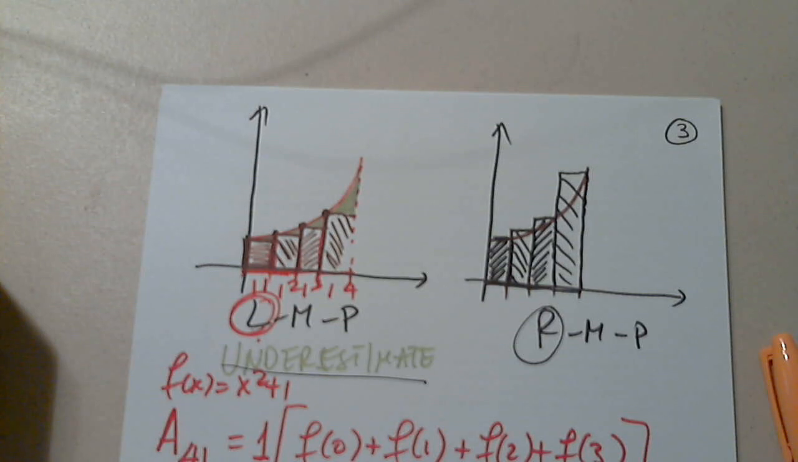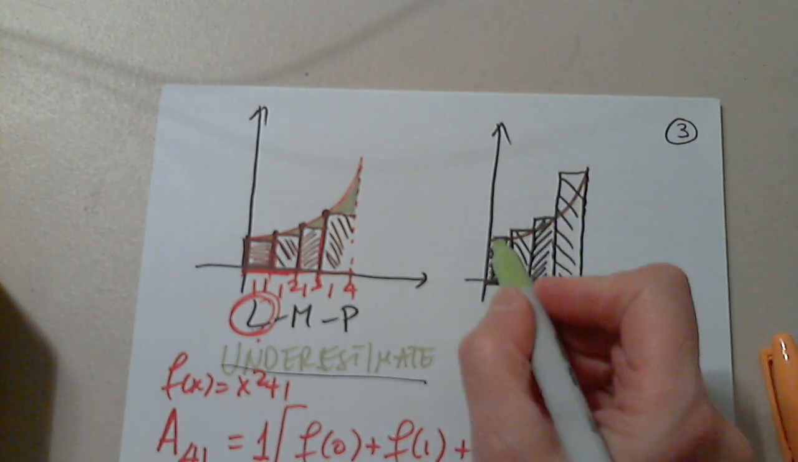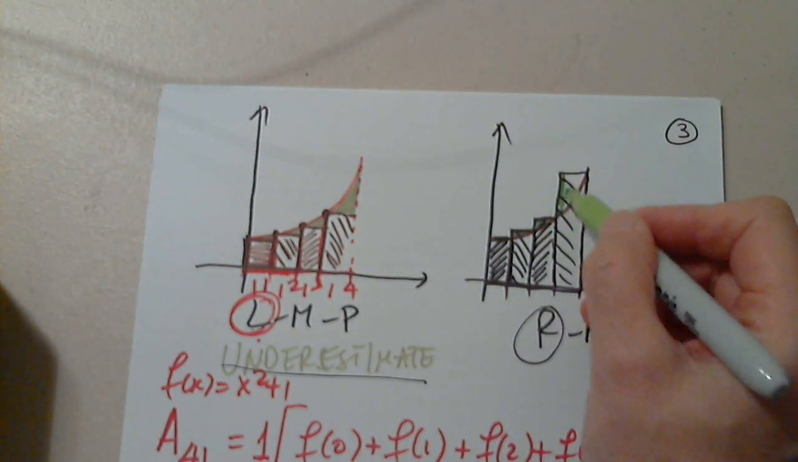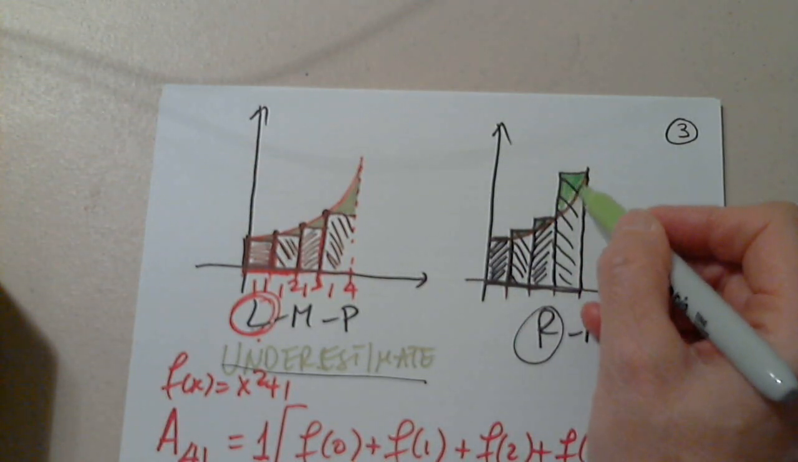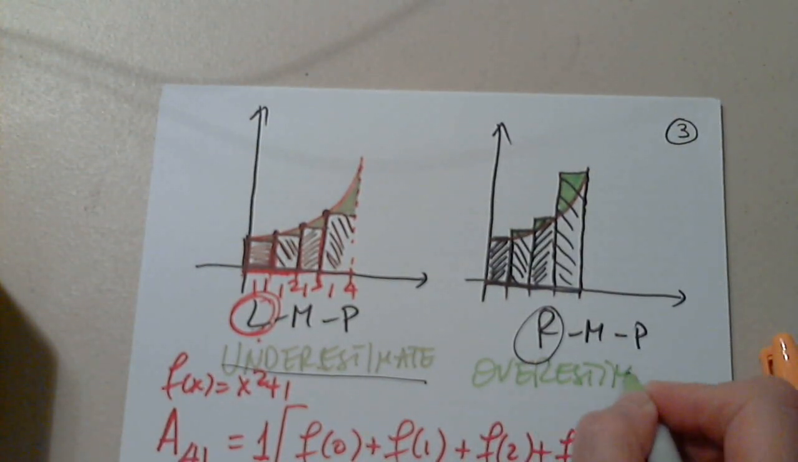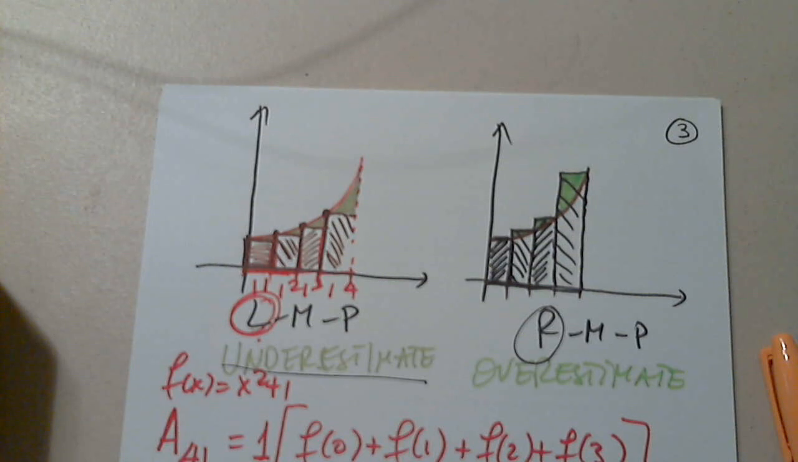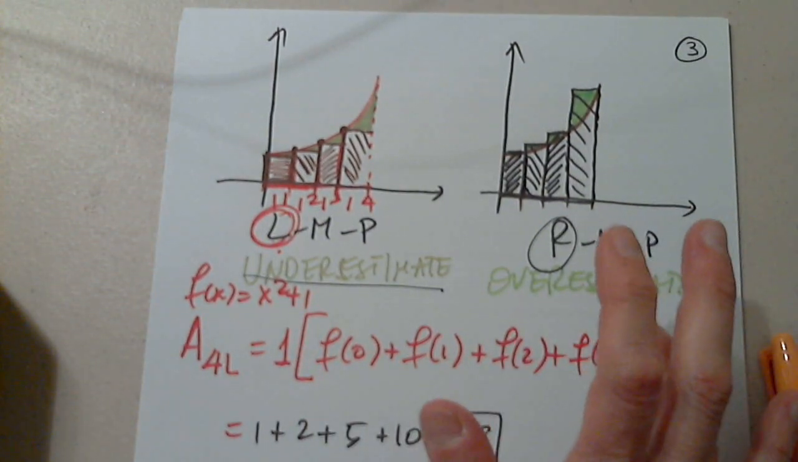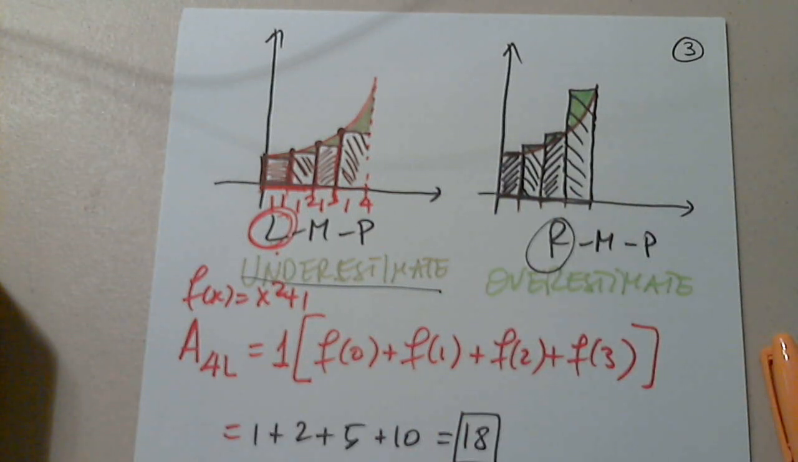Is this an underestimate of the exact area or an overestimate of the exact area? Over. Absolutely. Because I have some piece here, another piece here, another piece here, and these pieces are not under the curve. So this is an overestimate. Fine. The truth will be between this and the underestimate, and we will determine it exactly shortly.